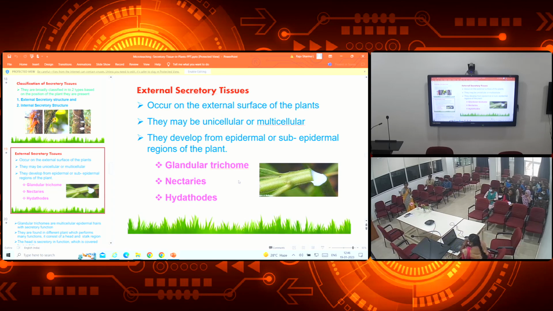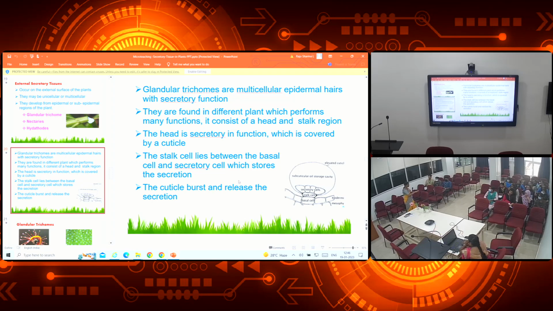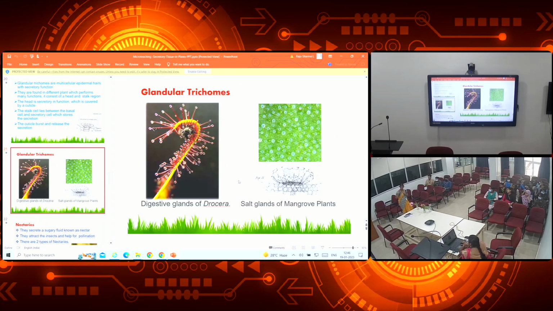Nectaries I have already told you about. Hydathodes are something we can observe early in the morning, especially in the rainy season. In plants we can see some dewdrops, but actually they are not dewdrops; it is the process of guttation. There are stomata-like structures, known as hydathodes. Due to water pressure, water comes out during the night, so early in the morning we find the droplets near the leaf margins.